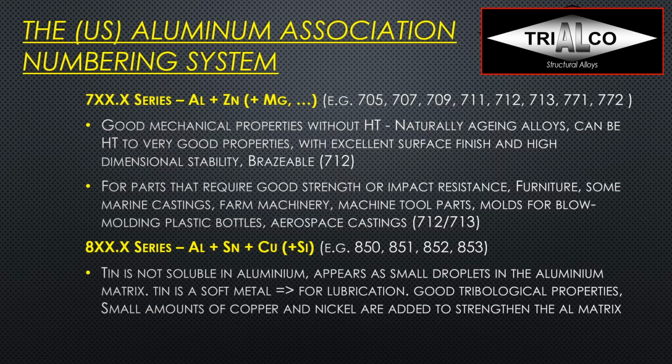Now, tin is not soluble in aluminum, and that makes it so great. It appears as small droplets in the aluminum matrix. So, as tin is very soft, it's ideal for lubrication. It gives very good tribological properties, and the small amounts of copper and nickel are added to strengthen the aluminum matrix. It is therefore the ideal alloy for bearings and bushings.